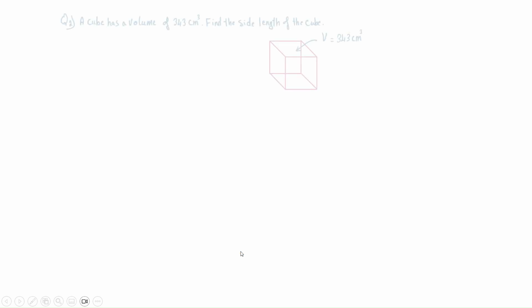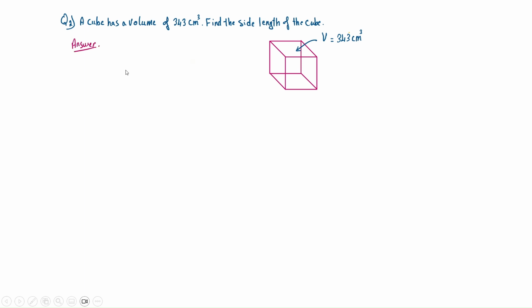Now let's take an example about volume. We have a cube with a volume of 343 cubic centimeters. Find the side length of the cube. Simply, in order to find the side length, we have to take the cube root of the volume, so the side length will be the cube root of 343, which is equal to 7 centimeters.